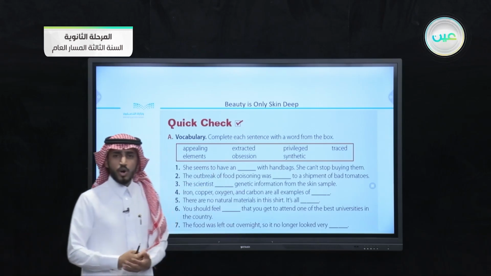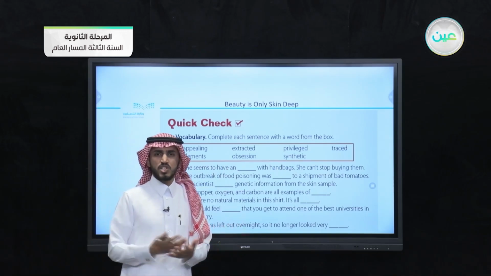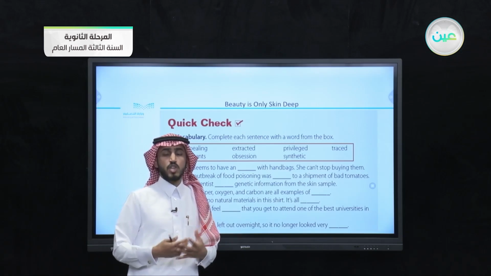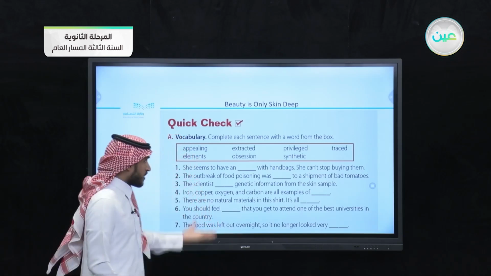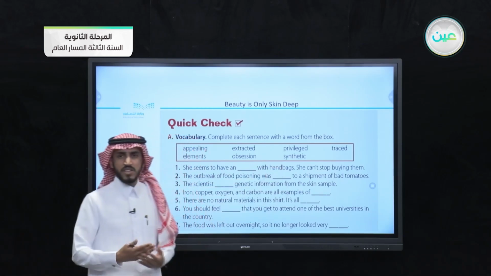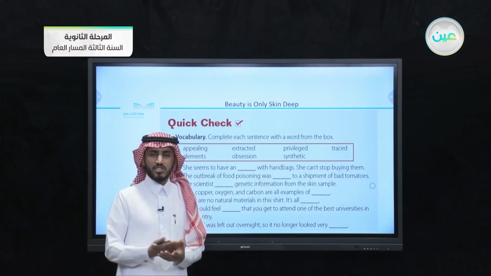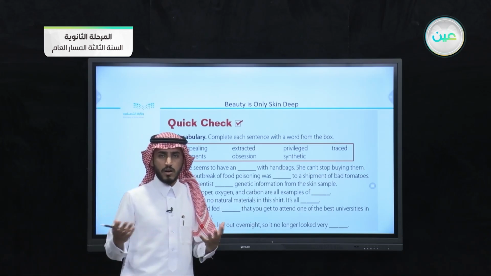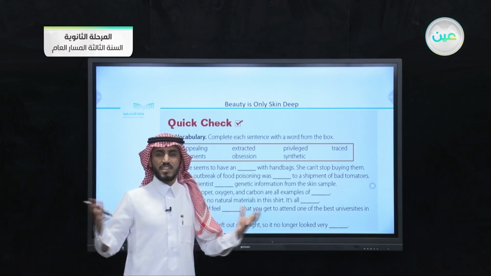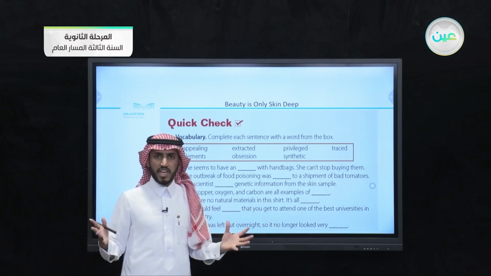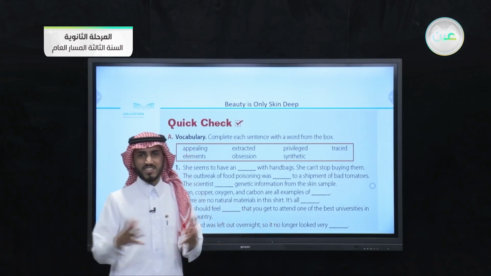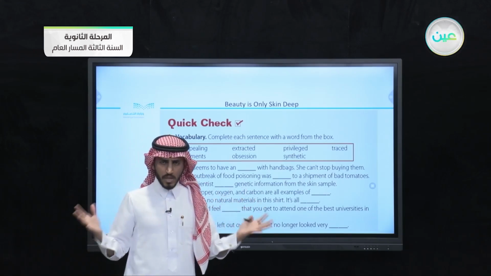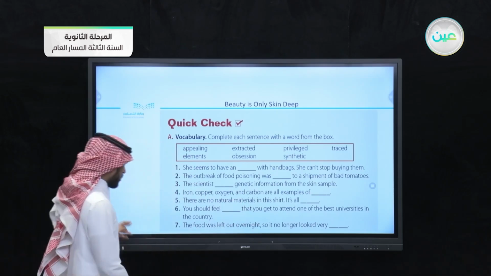Then we have the word obsession. The word obsession refers to how people like things. If you like it so much, that means you are obsessed with it. Then the last word is synthetic. It means man-made thing, something not real, or something not taken from nature, something that is made by mixing many things together. So it is called synthetic. That means it is made by mixing more than one element together.